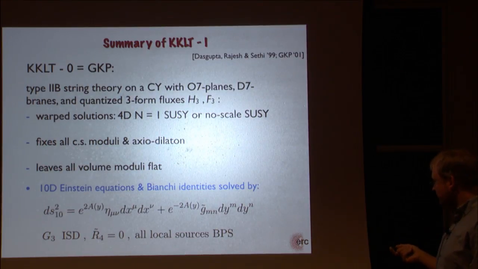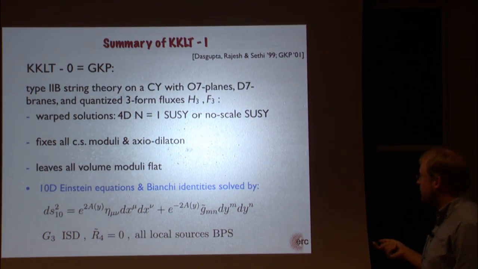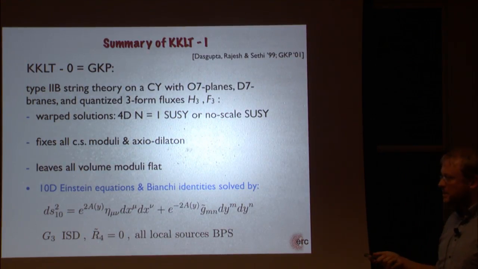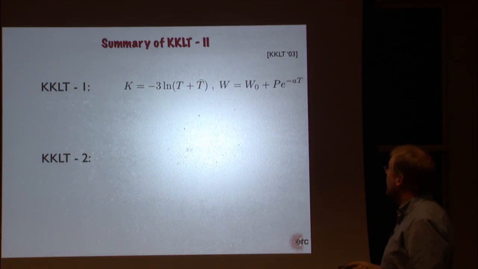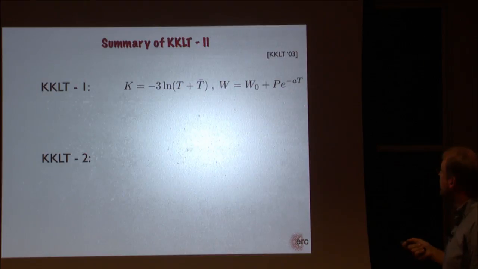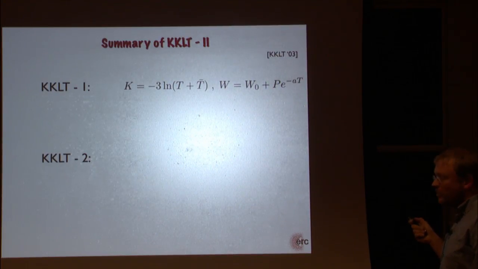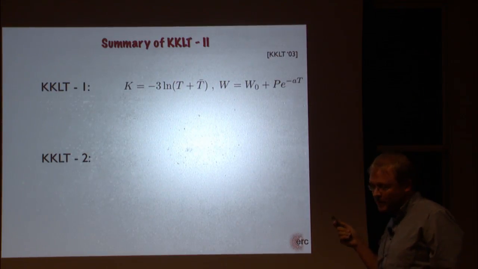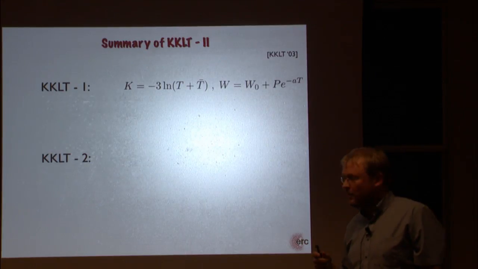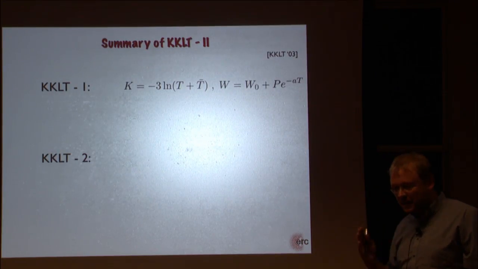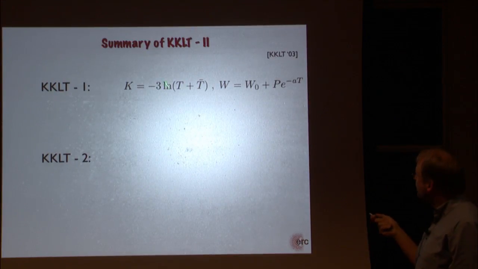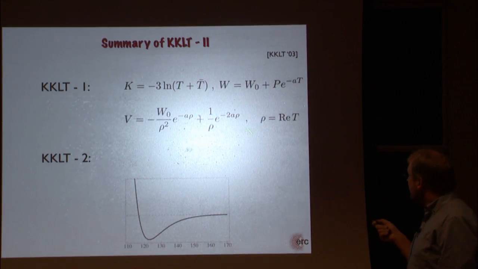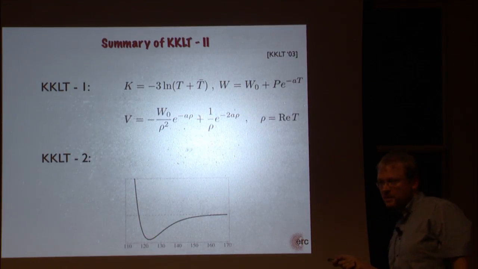That's what you get when all local sources are BPS, and that solves the 10D Einstein equations and Bianchi identities for the p-form fluxes. Then in the next step, the proposal is that you add a non-perturbative quantum correction to the superpotential that, together with this scalar potential, gives the effective 4-dimensional supergravity for, in the simplest case, a single volume modulus of the Calabi-Yau, the chiral field T. You get a potential which has a supersymmetric anti-de Sitter minimum.